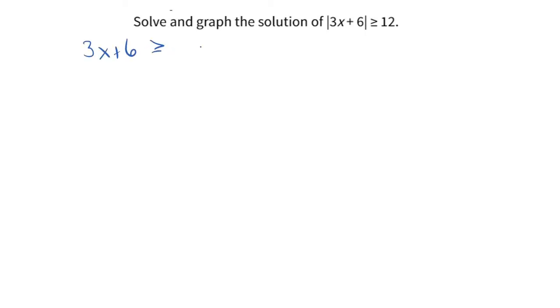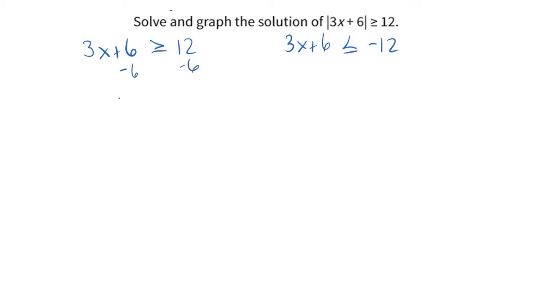3x plus 6 greater than or equal to 12. Here's the negative case: 3x plus 6 less than or equal to negative 12. Because when I put a negative here, if I divide both sides, you've got to reverse your inequality symbol. That's really the key difference. And now you just solve these two equations.